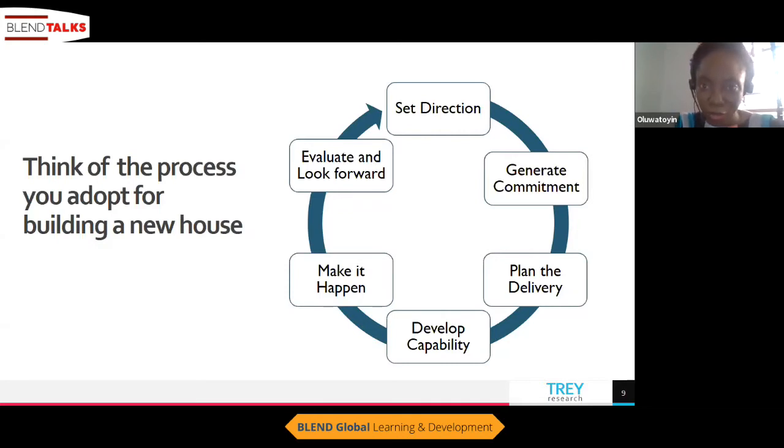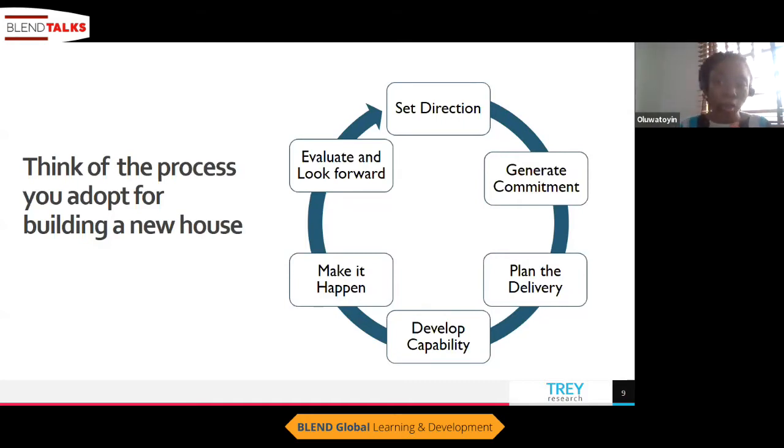So you need to set the direction. What are we doing? Why are we doing it? And then generate their commitment. So you need to let them see what's in it for them. So it's not only about your salary, it's about your tomorrow. So how does the thing that you're doing today build into the bigger picture of the organization, the entity, or the institution that you're working with? And if you've been having that conversation I spoke about earlier in developing the individual, you will know what the carrot will be. So carrot is the thing that entices them to get their commitment.